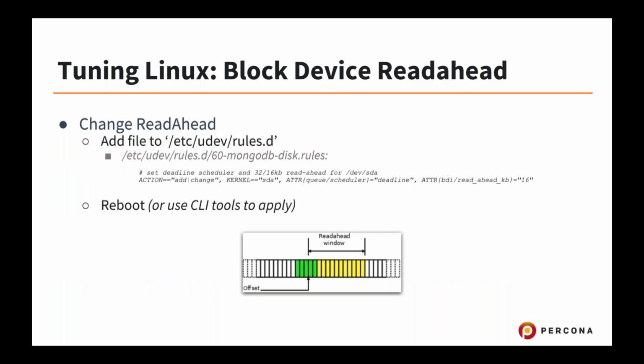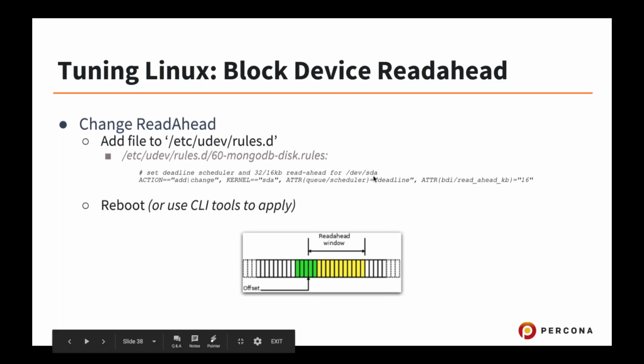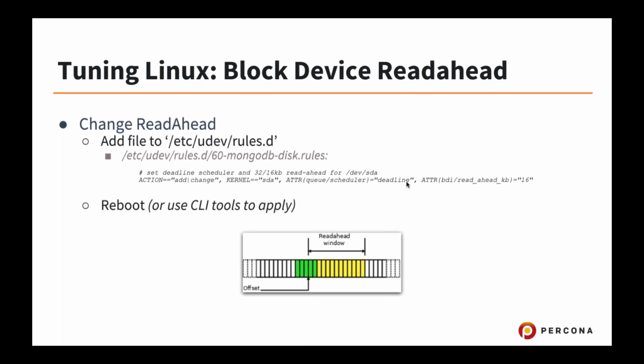Changing this can be done in your udev config. This is also in a blog post, but this is a file that your kernel will read on startup and apply the change. Also in this example, I'm applying deadline as the queue scheduler, if you notice in the center of the line there.